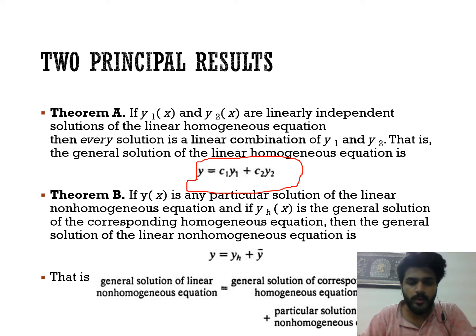In the next theorem, theorem B, it states that if yp of x is any particular solution of the linear non-homogeneous equation, and if yh of x is the general solution of the corresponding homogeneous equation, then the general solution of the linear non-homogeneous equation will be the combination of both of these: y equals yh plus yp. That is, the general solution of the non-homogeneous equation equals the general solution of the corresponding homogeneous equation plus a particular solution of the non-homogeneous equation. That's the end of my presentation.